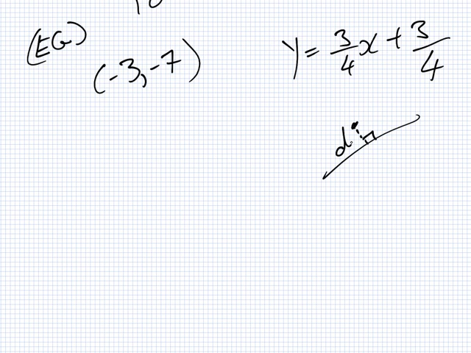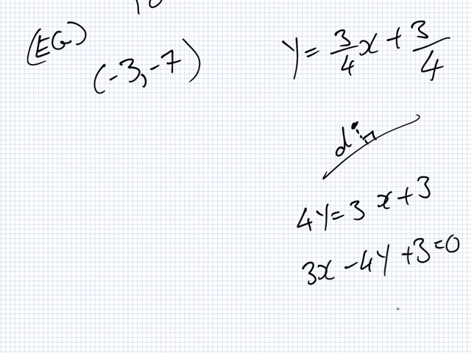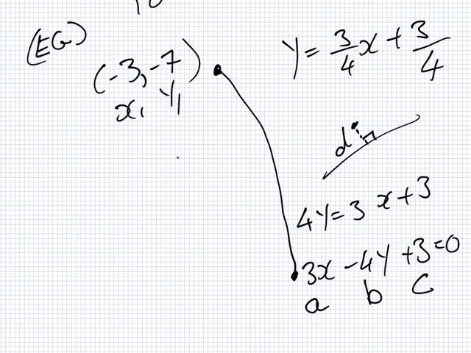Okay, so you might have noticed a small problem with this. What do we need to do first here? You need to rewrite it, don't you? So this becomes 4y equals 3x plus 3. So it becomes 3x minus 4y plus 3 equals 0. Now I can take this with this. This is A, this is B, this is C. This is x1, this is y1.